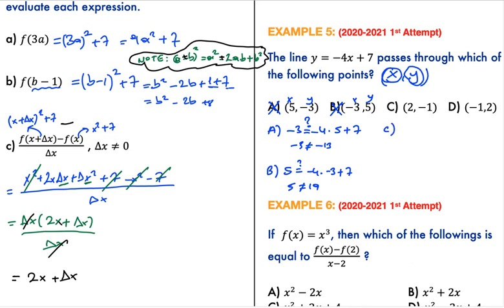Option C, 2, negative 1. Negative 1 is the y value. 2 is the x value. Equals negative 4 by 2 plus 7. Negative 4 by 2, negative 8 plus 7, negative 1. Negative 1 on the right hand side, negative 1 on the left hand side. They are equal to each other. So option C is true.